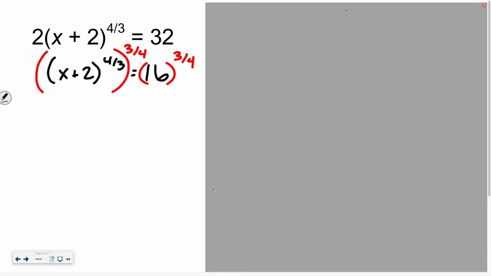Okay. So on this side, again, we get 4/3 times 3/4 is just 1, so we get x plus 2. Here's where something interesting is going to happen. 16 to the 3/4, what would you generally say? You'd say 8, right? 16 to the 3/4, that's the 4th root of 16, which is 2, and 2 cubed is 8. What if I told you on this one there are 2 answers?